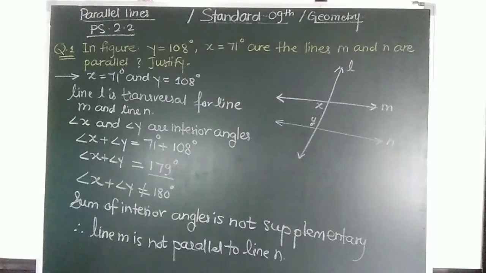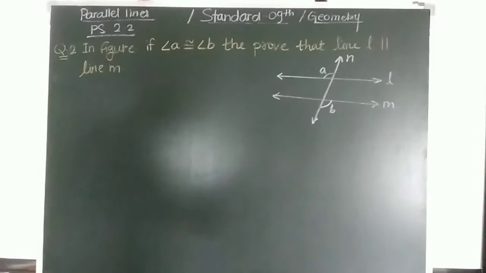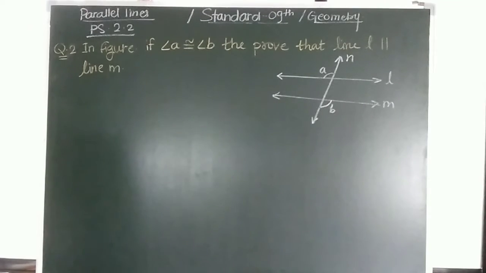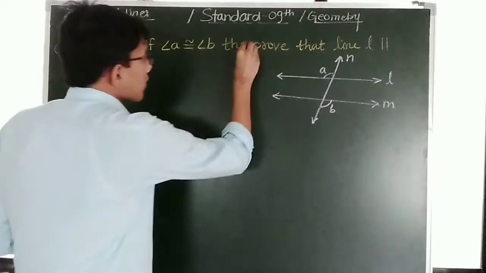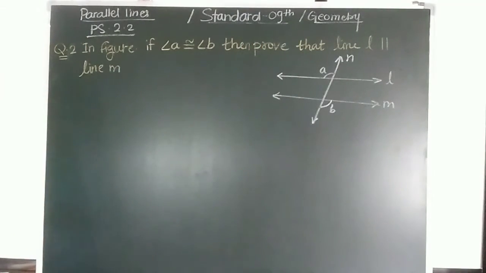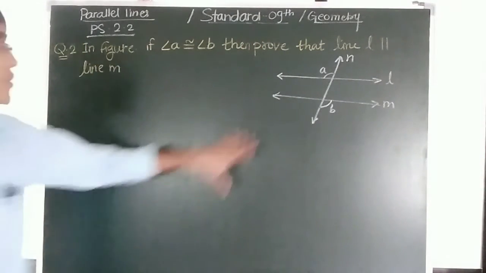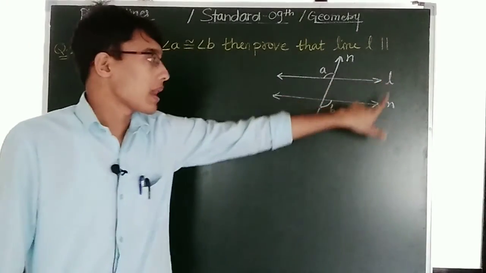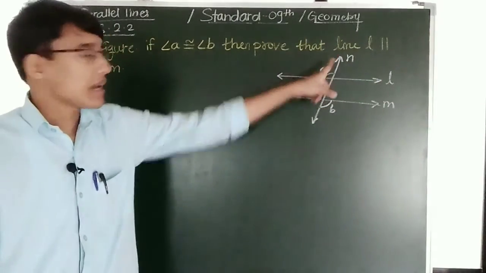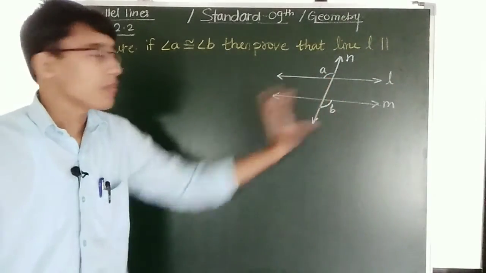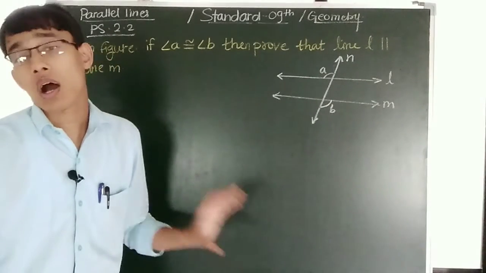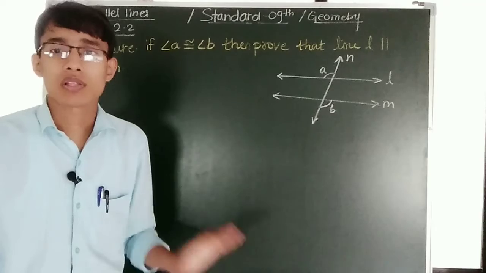Okay. Now we'll see the question number 2. Now the second question from the practice set is: in figure, if angle A is congruent to angle B, then prove that line L is parallel to line M. Okay. So again in figure you can see there are two lines, line L and line M. Okay. Line M is the transversal. The angles created by the transversal, that is angle A and angle B, are given here, and both the angles are congruent to each other. That means both the angles are equal.